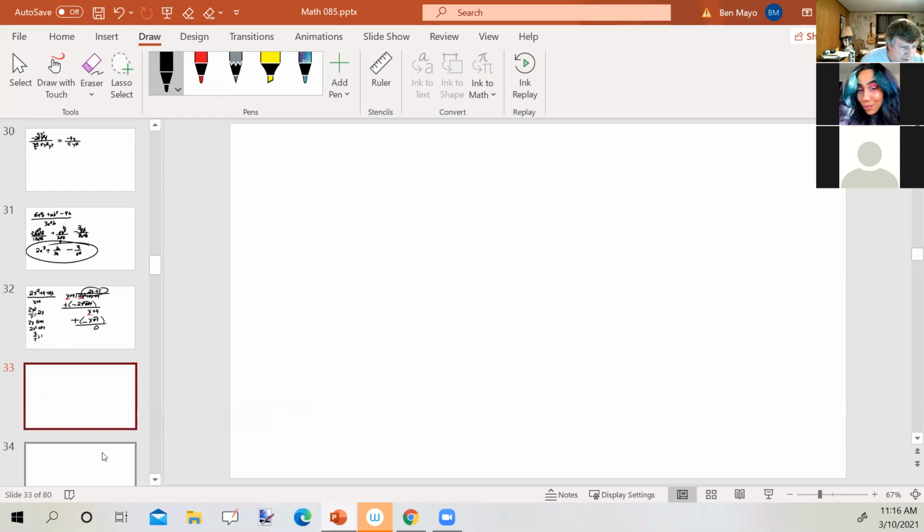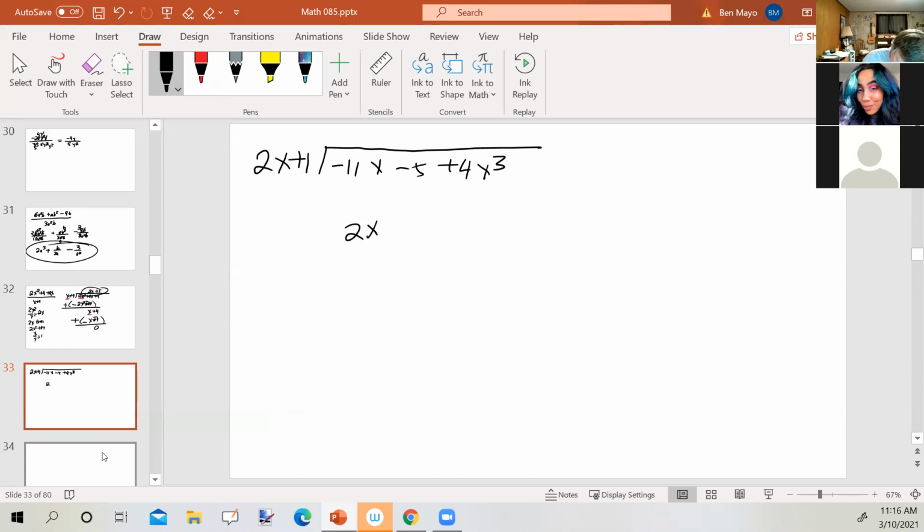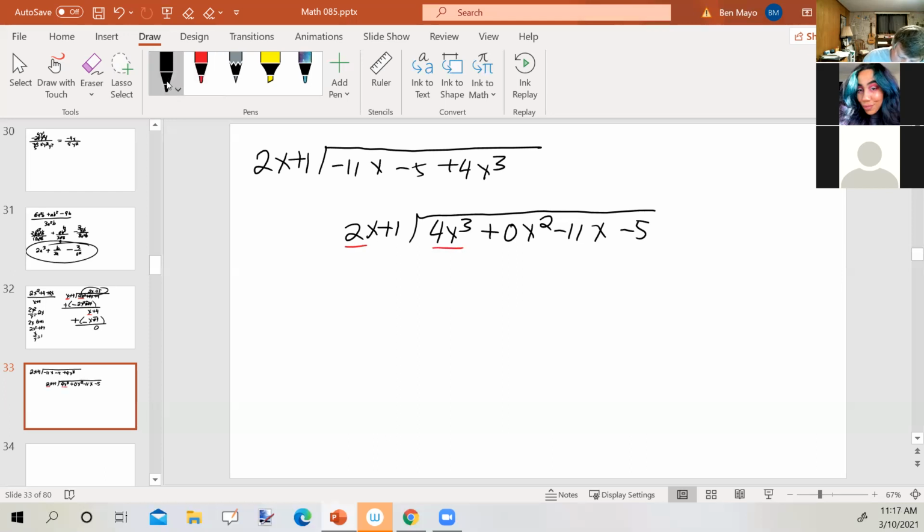This says divide, do not use negative exponents in the answer. We have 2x plus 1 divided into negative 11x minus 5 plus 4x cubed. All right, so outside we're going to have 2x plus 1. Inside, not only are we going to put it in descending powers, but we're going to fill in a missing power. That is the x squared. So we're going to create a column 0x squared. Okay, so leading term inside divided by leading term outside. 4x cubed divided by 2x, which is 2x squared.